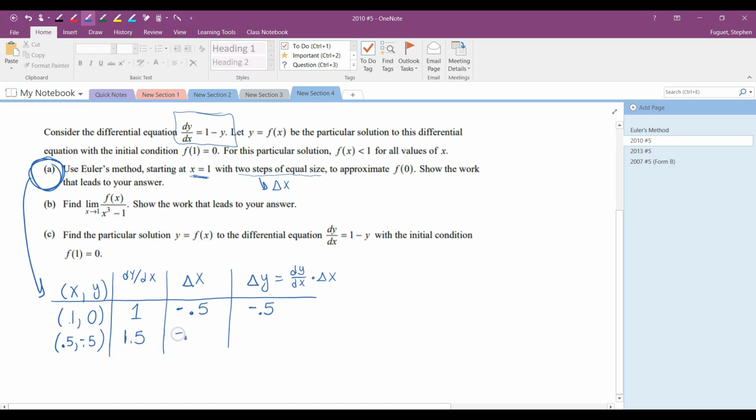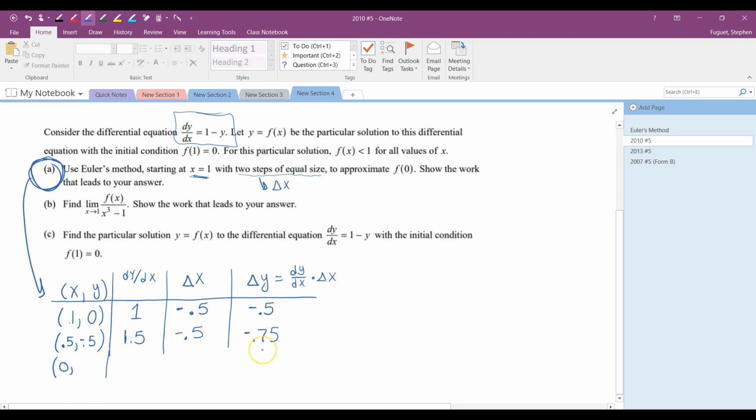Since my delta x is still negative 0.5, I'm now going to take my 1.5 and multiply it by negative 0.5. And so that's going to give me negative 3/4, or negative 0.75 if I leave this in decimal form. And so to get my final step here, I'm going to take the 0.5 and add my delta x to it. 0.5 plus negative 0.5 gives me x equals 0, which is what we were going for here.